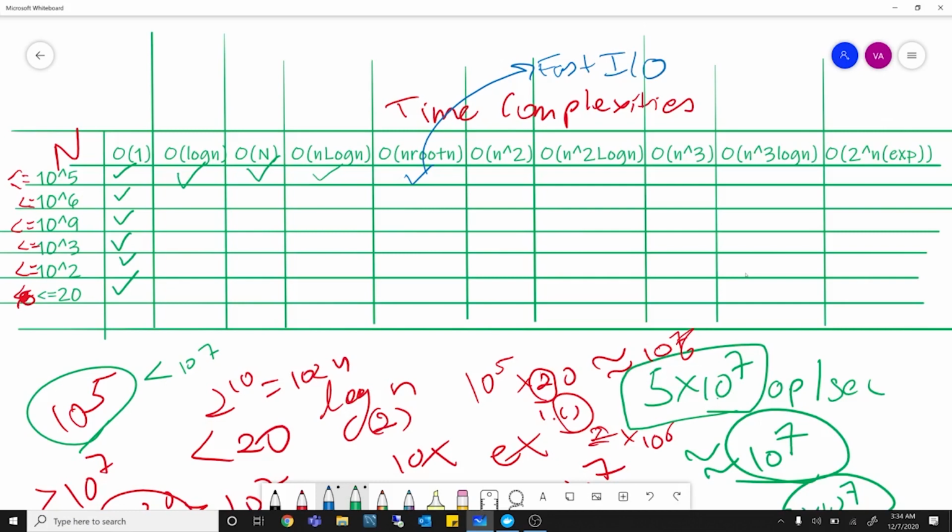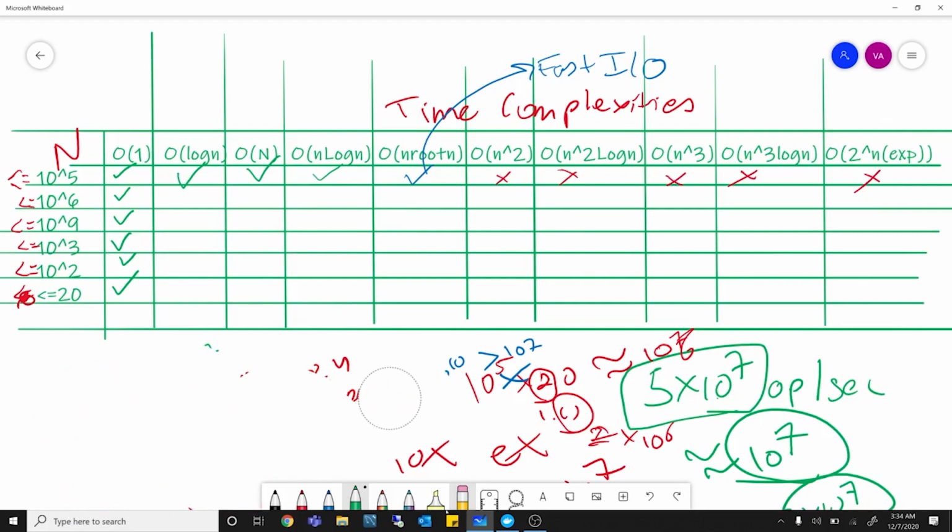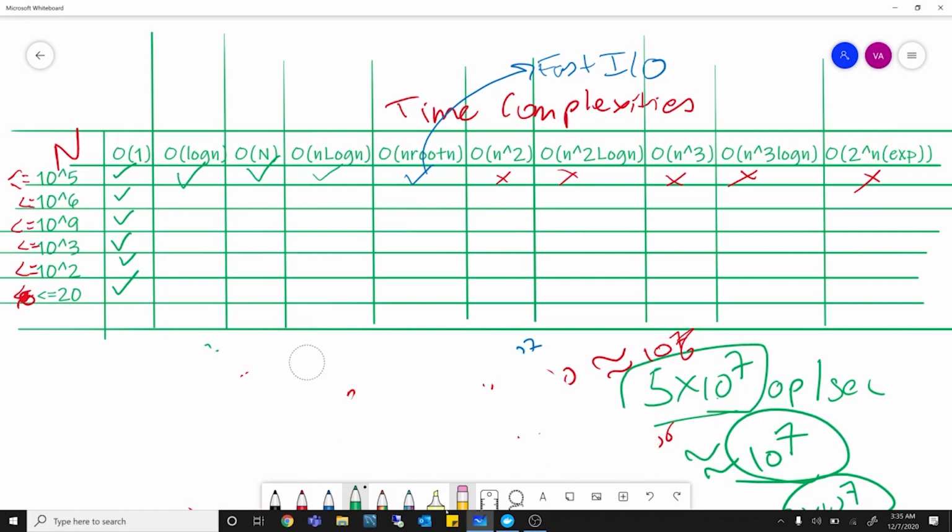All right. Whereas for n square, you can see that n square is 10 to the power 10, which is of course more than 10 to the power 7. So this is not valid, and all of these are arranged in ascending order, so none of the time complexities more than n square are valid either. So all of these are invalid. Now let's discuss the next common constraint. So let me just clear out the canvas for you.